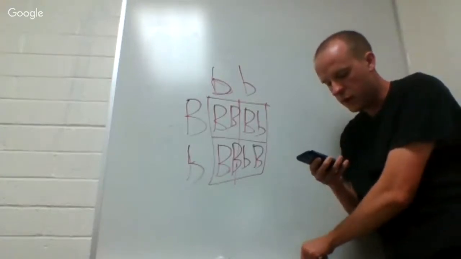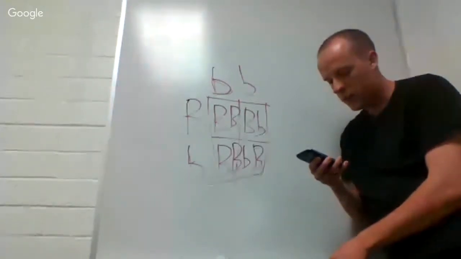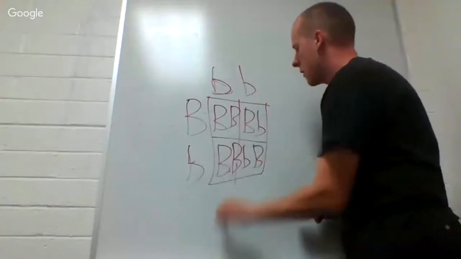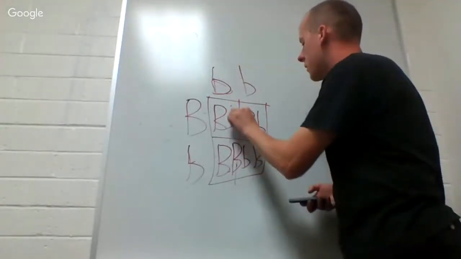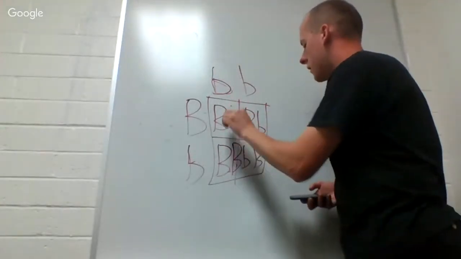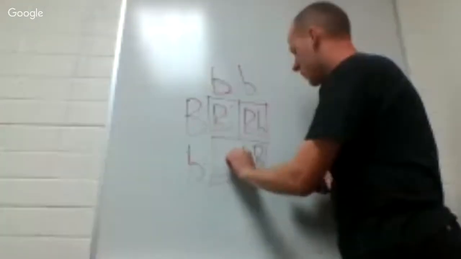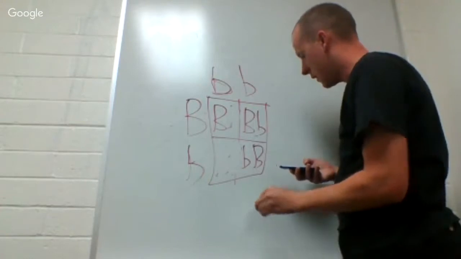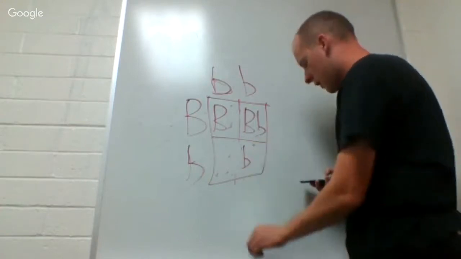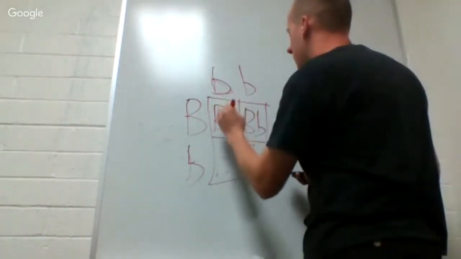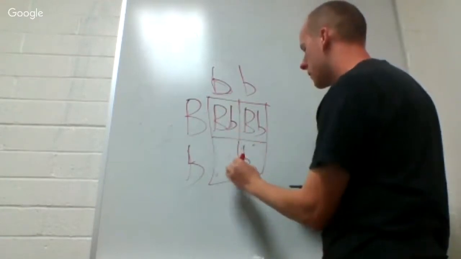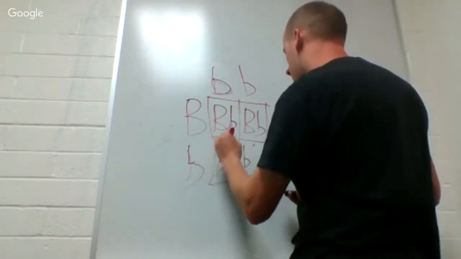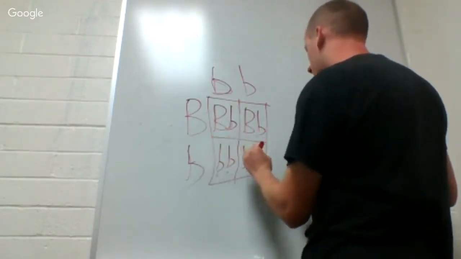Okay, and when we do that cross, it gives us, that's fine. So that will give us big B, little b up here. This will be little b, little b. This will be little b, little b.